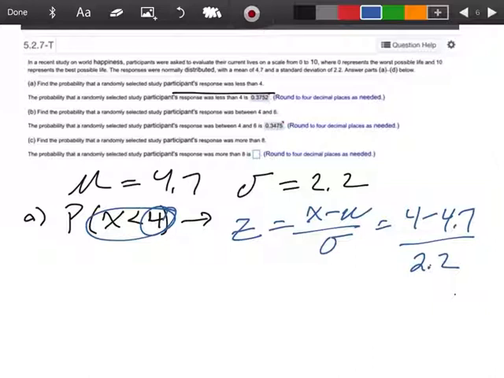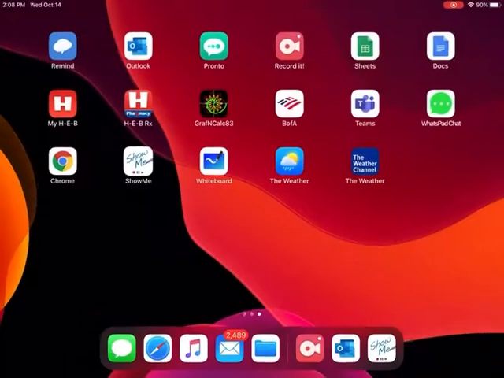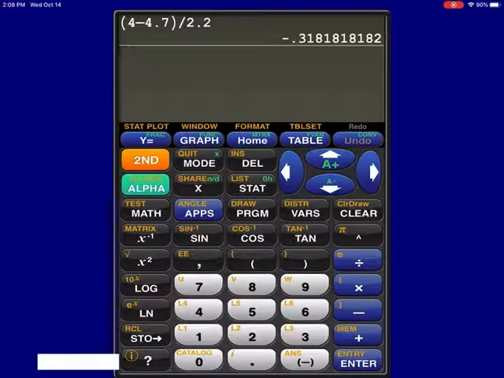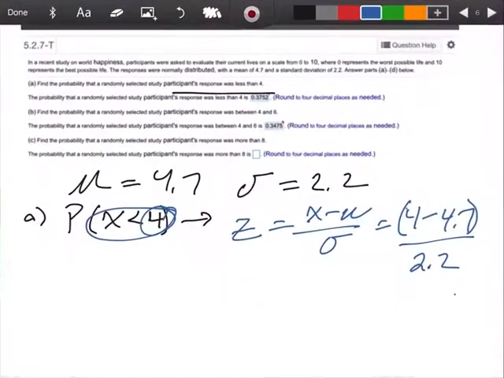Okay, so guys, I'm going to give you a heads up. When you're doing this problem on your calculator, the best thing to do is put this part in parentheses, okay? So let me get my calculator app here. Let me clear this out. And so we had 4 minus 4.7, close that off, divided by 2.2 equals, okay, now this is going to be my z-value. I'm going to round these to 2 decimal places. So to 2 decimal places, my z-value is going to be negative 0.32.